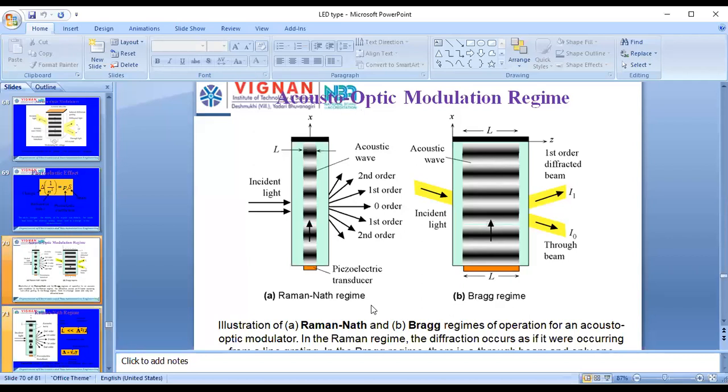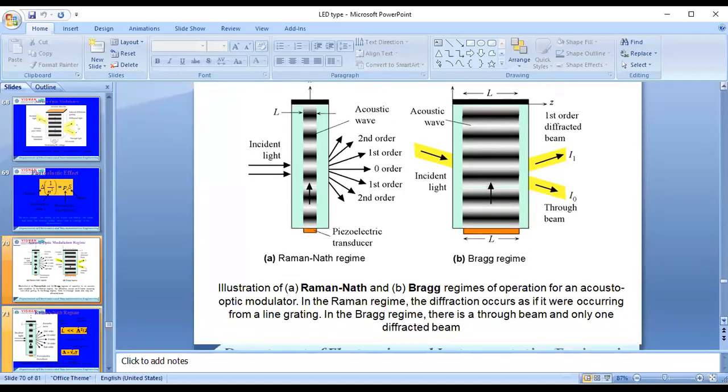Here you can observe a piezoelectric type of sensor will be placed here. And Bragg's equation, whenever the incident light is applied in the Bragg regime, that means the Bragg's equation based acousto-optic modulator, is 2d sin theta equals n lambda. So in both of these methods, we have 2d sin theta equals n lambda.